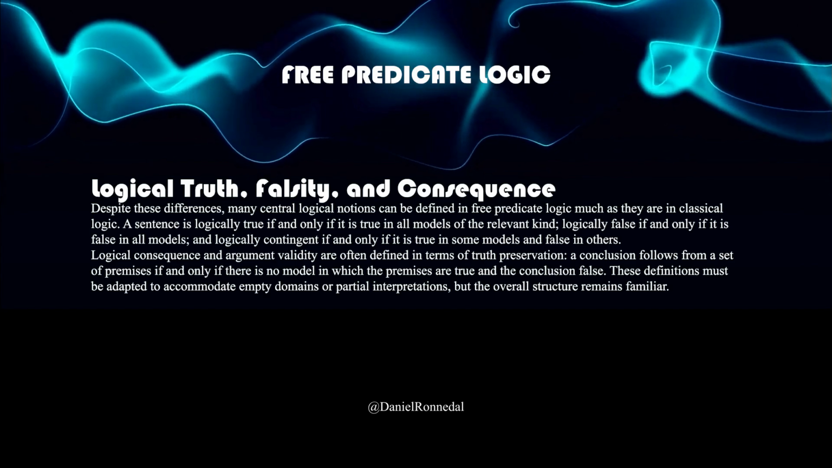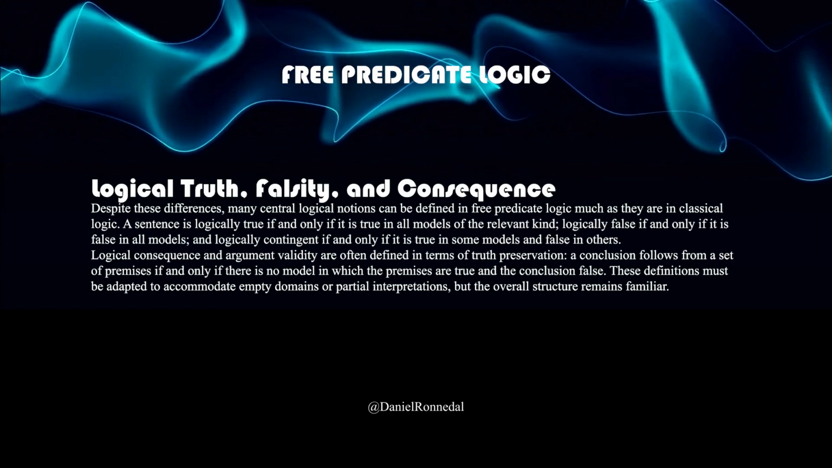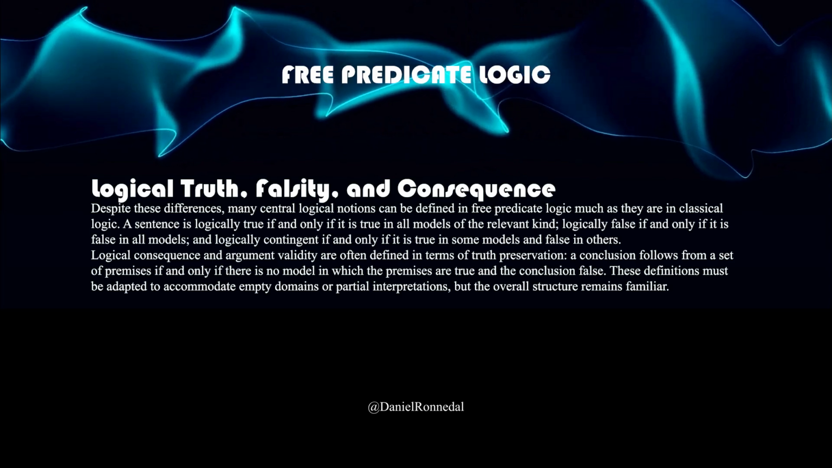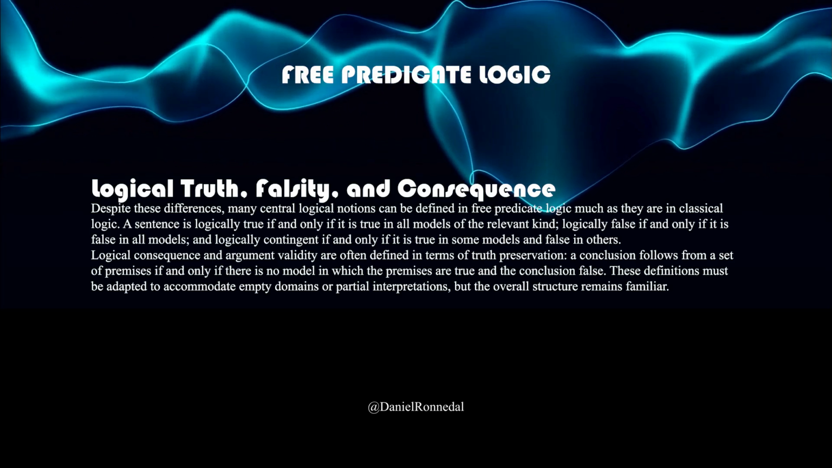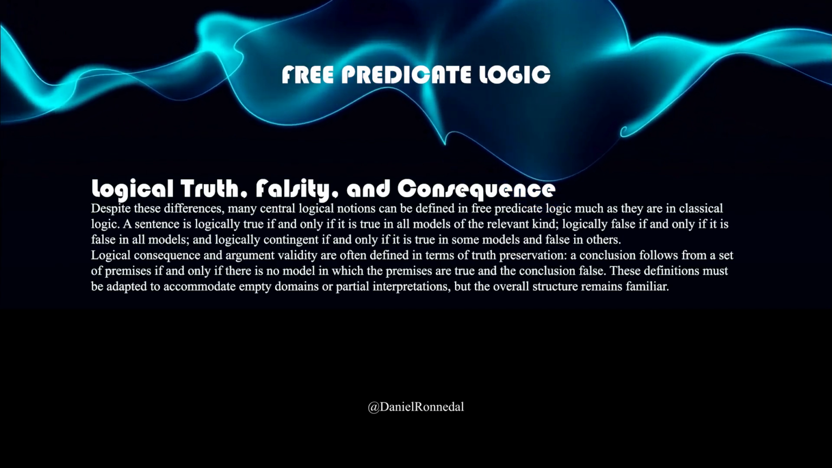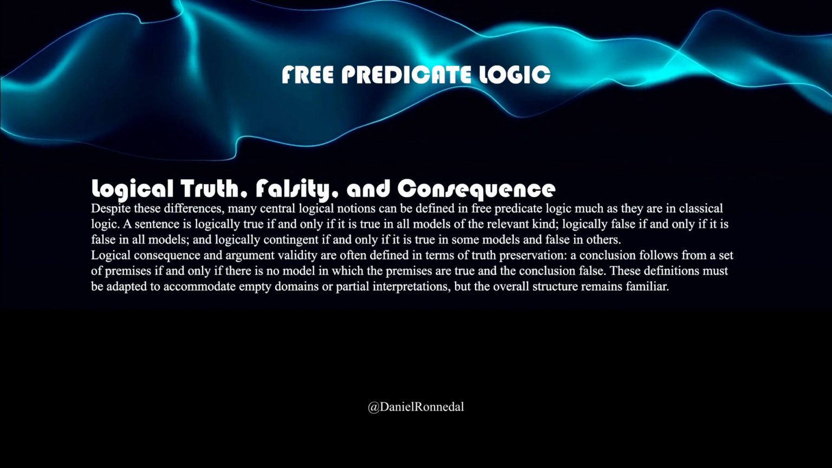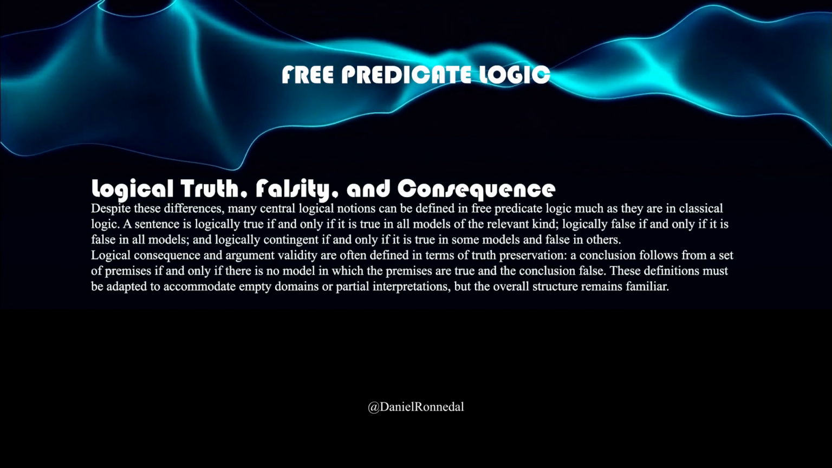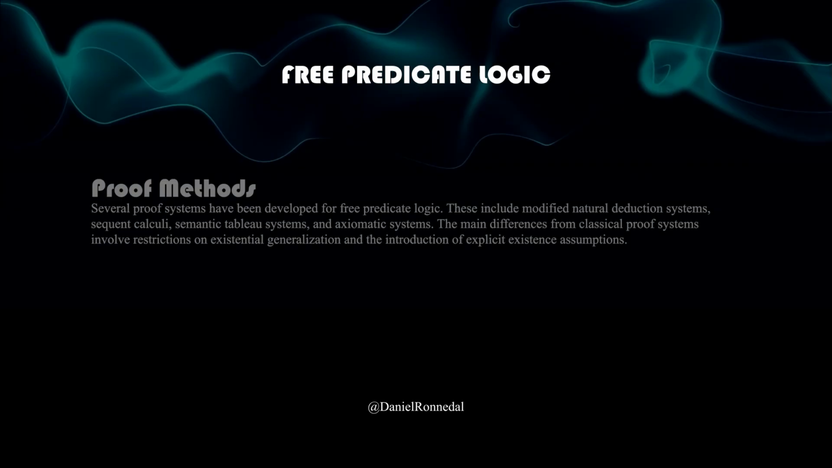Logical consequence and argument validity are often defined in terms of truth preservation. A conclusion follows from a set of premises if and only if there is no model in which the premises are true and the conclusion false. These definitions must be adapted to accommodate empty domains or partial interpretations, but the overall structure remains familiar.